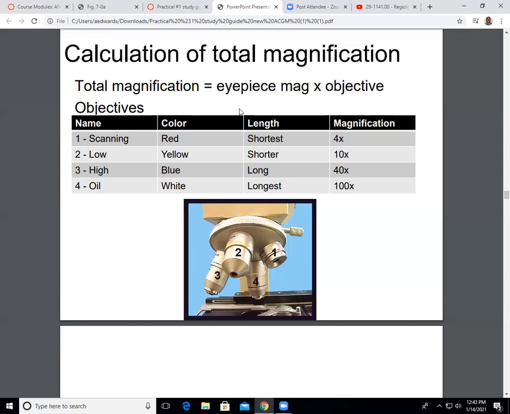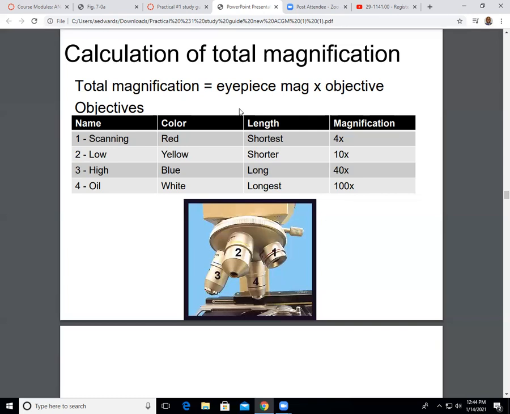A little bit longer, you get the low power, yellow. The letters are yellow. This is 10x. A little bit longer, you get to high power. It's blue, the letters are blue. It's 40x. The fourth one is oil immersion. Its color is white. It's the longest objective, 100x magnification.